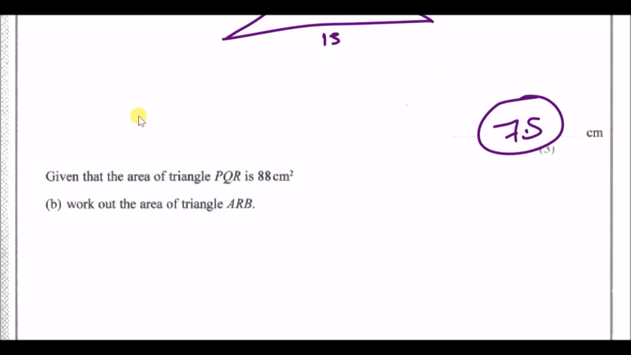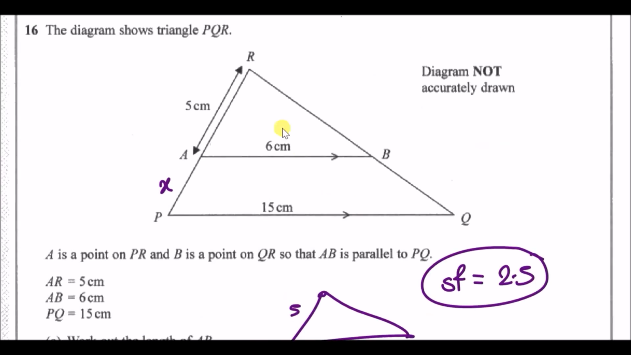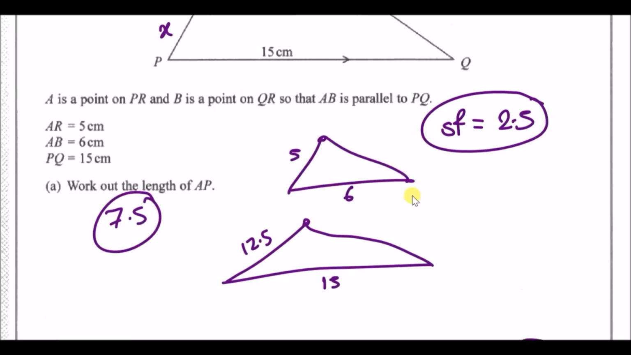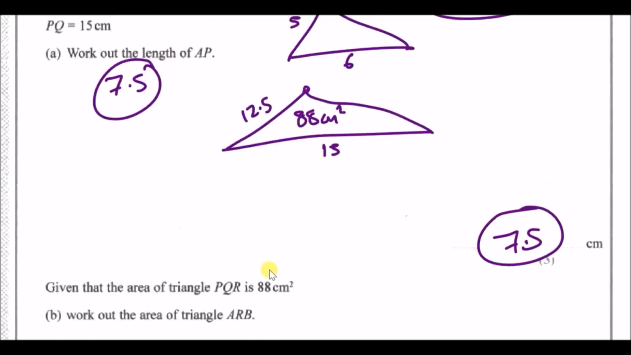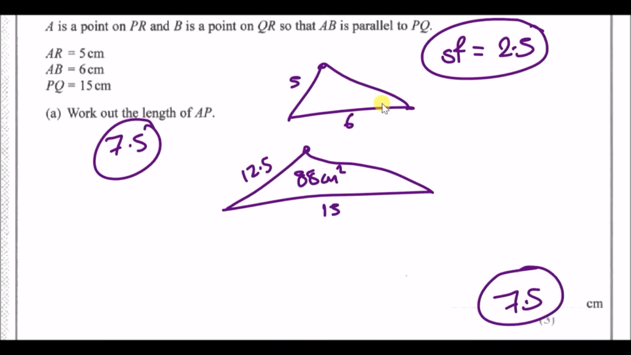Now, next bit. Given that the area of the triangle PQR, so PQR is basically the whole shape, so the big shape has an area of 88 centimeters squared. Work out the area of ARB, in other words, the small triangle. Now, again, this is also to do with the scale factor. Now, one thing you want to be careful of is to not divide 88 by 2.5. This is a scale factor of a length. You need to find a scale factor of an area, which is the scale factor squared.